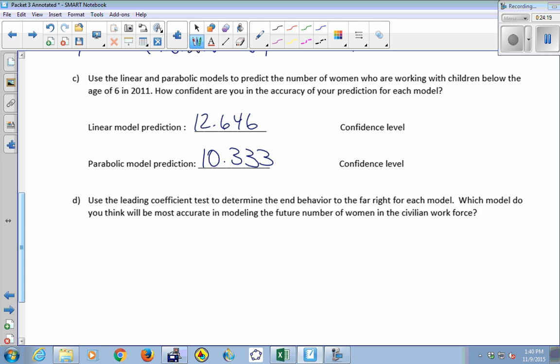The parabola, how come? Okay, that's some reasoning. Yep. So you think that's going to peak, that the number of women in the workforce will peak and then come back down? That's what parabolas do, yeah. So you have to sort of ask yourself, do you think that's what's going to happen with the number of women in the workforce? Is it going to peak and come back down? Is it going to keep going up forever?